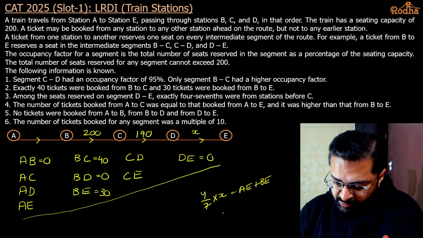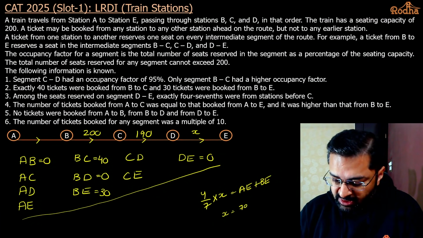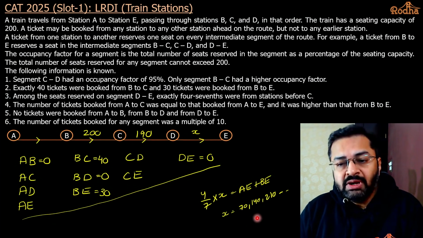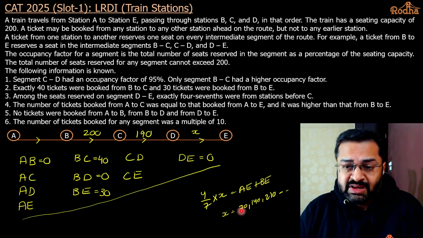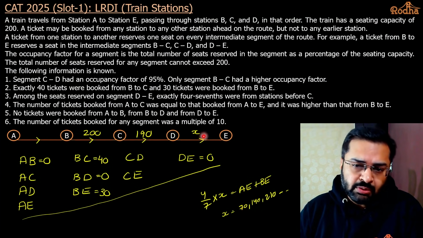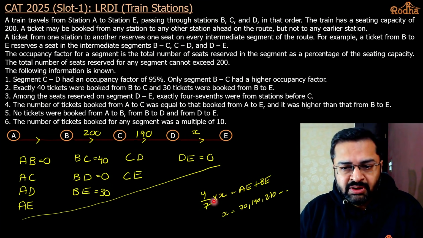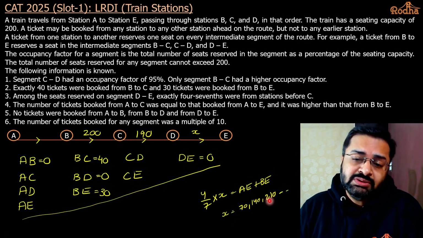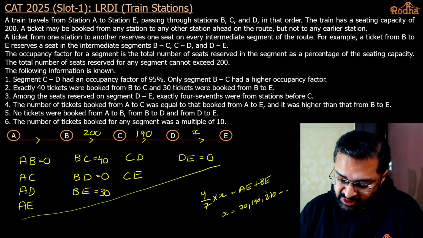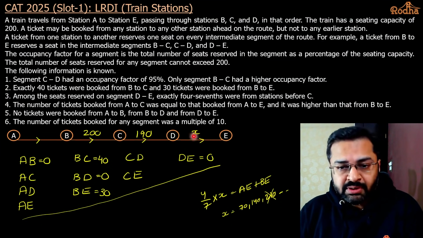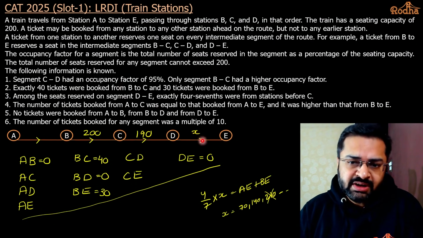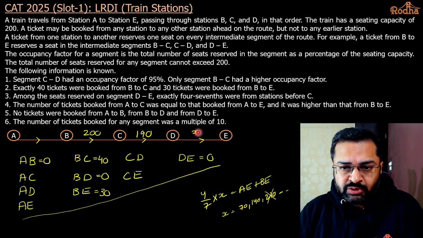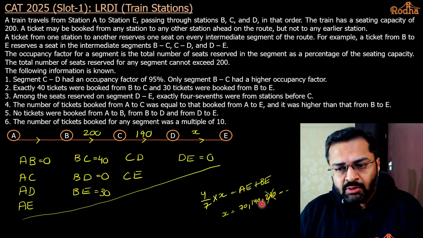So if X is a number of this form, 70, 140, 210, and so on, then only is it going to satisfy this condition. If X is 70, then it is a multiple of 10 as well as a multiple of 7, so it will give you an integer. Likewise, it can be 140, it can be 210. Now 210 is not possible because it is greater than 200. The seating capacity of the train is 200, so it cannot be greater than 200. So what are the only two options possible for X? It can either be 70 or 140.